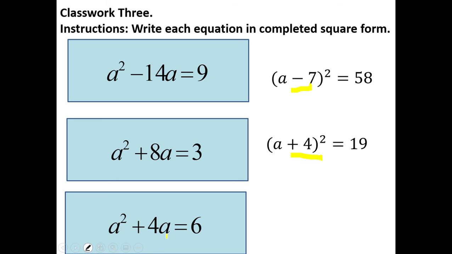Okay, for this next one, pause your video, do this next one, and then we'll come back and see what I got. Okay, let's see what I got. Now, not surprising, half of 4 is 2.